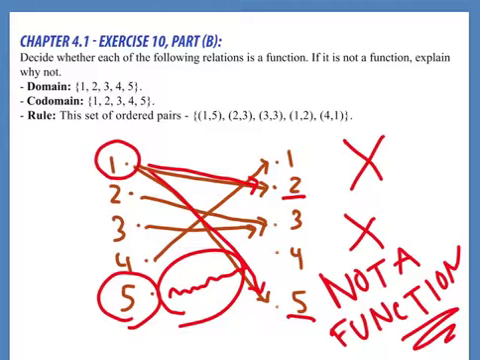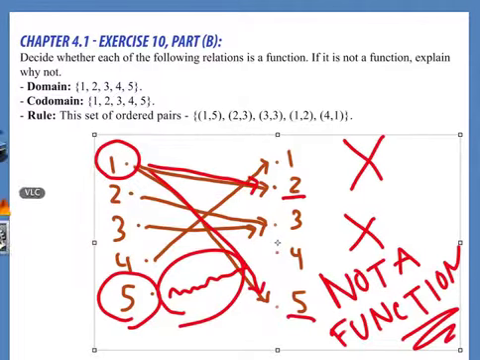But pretty much this is not a function because one of the inputs has 2 outputs, which is a no-no. You only get 1 output per input. And one of the inputs has no output at all, so this is why this relation is not a function.